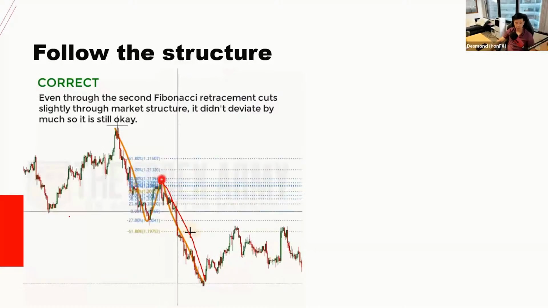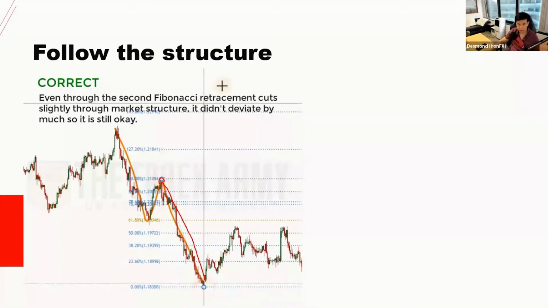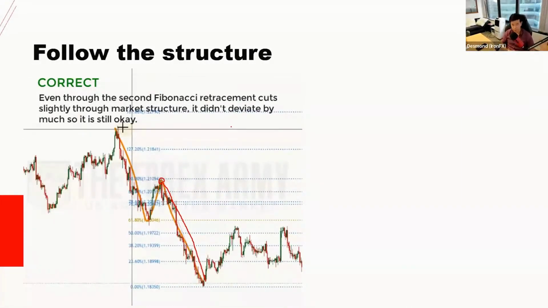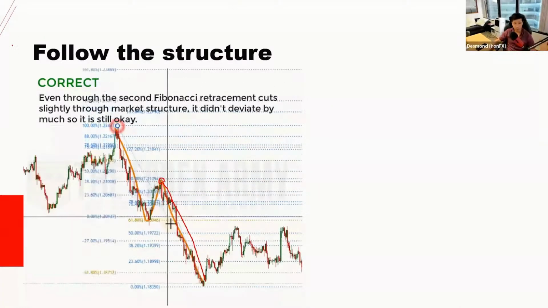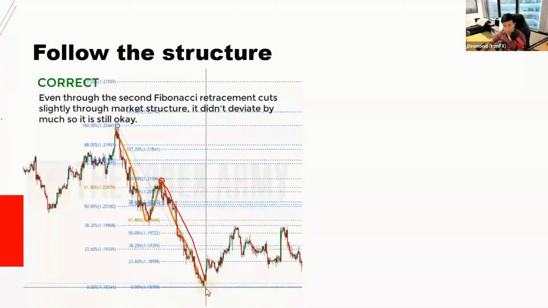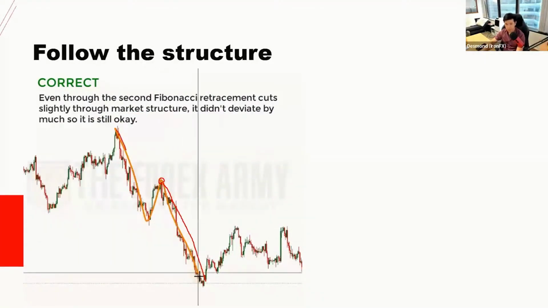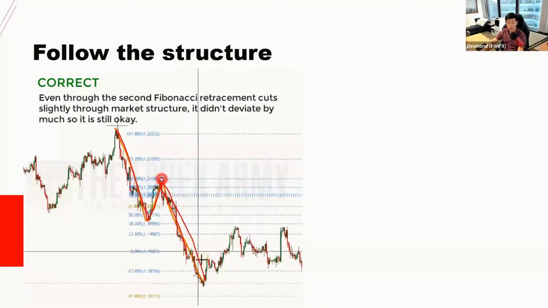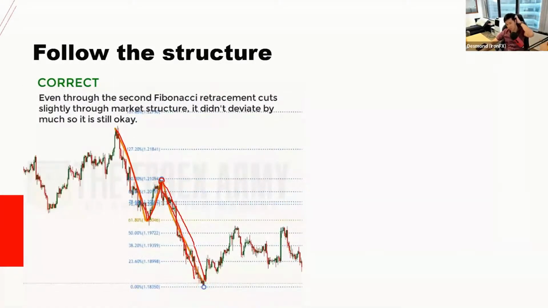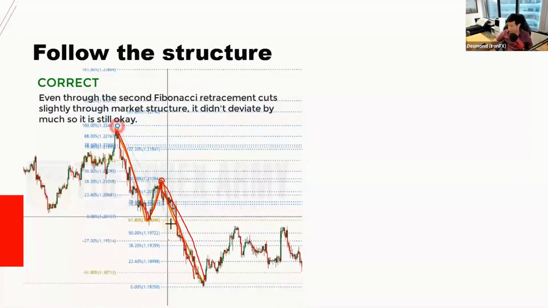So that's the first two things that you need to take note of about market structure, the first two things you need to think about when you're drawing Fibonacci retracements. Your retracement should ideally follow price structure as closely as possible, because only then can you get an accurate Fibonacci retracement.